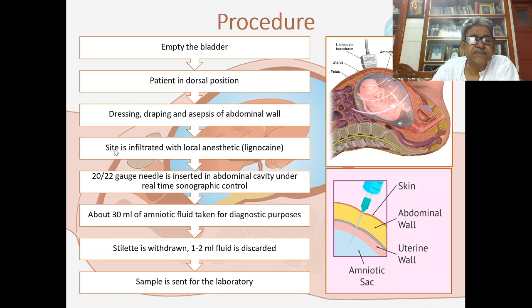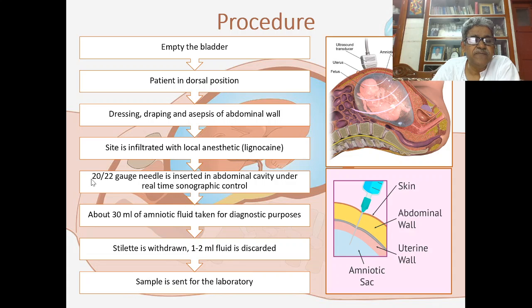After that, the site is infiltrated with local anesthetic. The local anesthetic is lignocaine. Lignocaine is the chemical agent which causes local anesthesia. During the insertion of the needle, the pain may disturb the baby and also the mother, so local anesthesia is needed. After that, a 20 to 22 gauge needle is used.